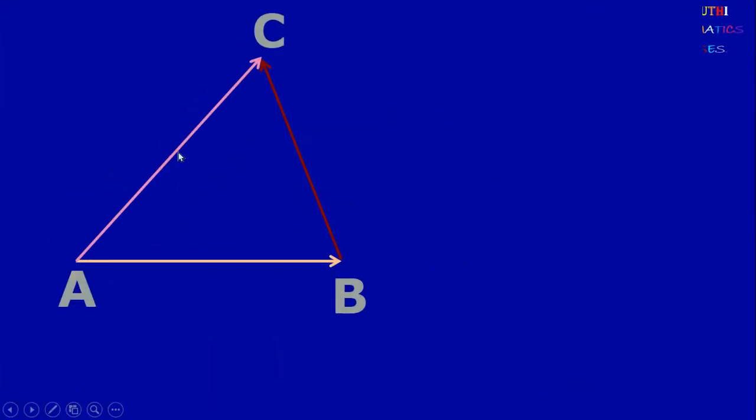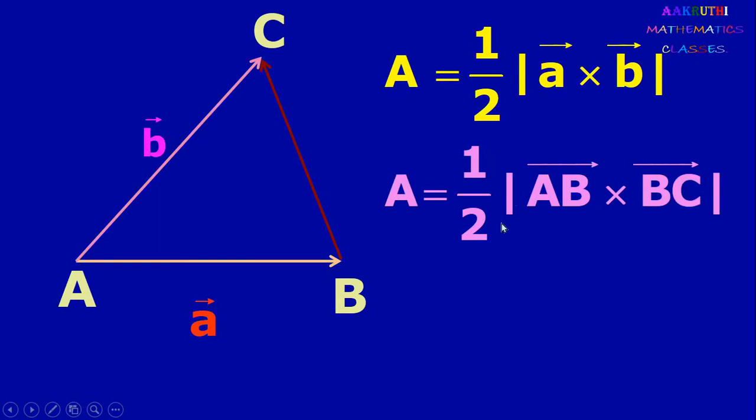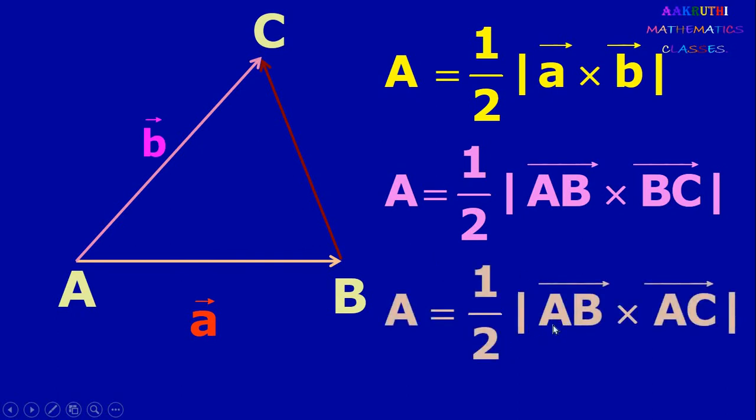We consider triangle ABC. Here we take AB vector as A vector and AC vector as B vector. Then area is given by A equal to half into magnitude of A vector cross B vector. So here A vector and B vector represent two sides of triangle ABC. And it is also given by A equal to half into magnitude of AB vector cross AC vector. Here we have to take any two sides.